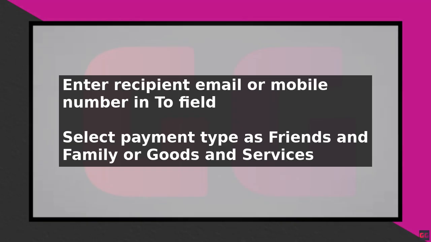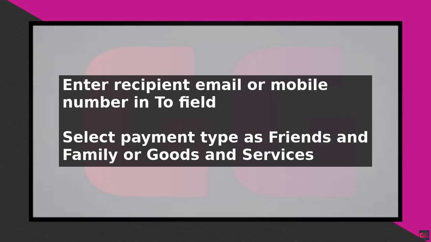If you choose friends and family, the recipient will receive the money directly into their PayPal account and you will not be able to dispute the transaction. If you choose goods and services, the recipient will also receive the money directly into their PayPal account. But you will have some protection as a buyer in case you do not receive the goods or services.